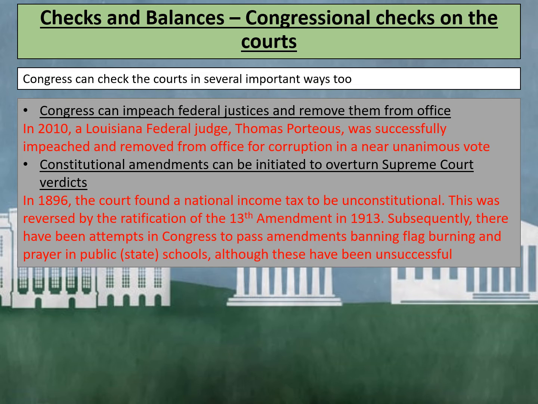Congress can check the courts in several important ways too. Congress can impeach federal justices and remove them from office. In 2010, a Louisiana federal judge, Thomas Porteous, was successfully impeached and removed from office for corruption in a near-unanimous vote. Constitutional amendments can be initiated to overturn Supreme Court verdicts.